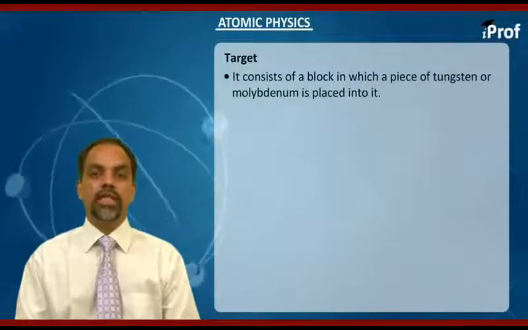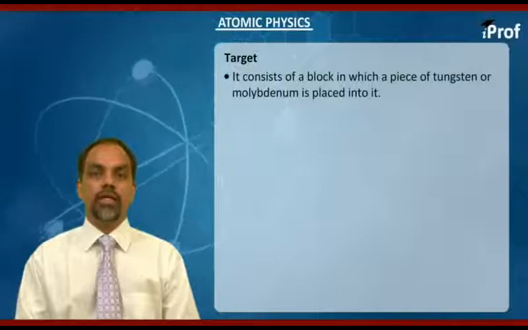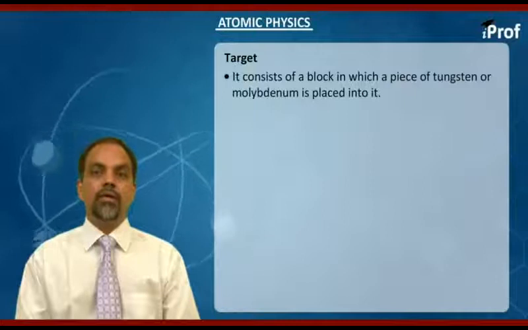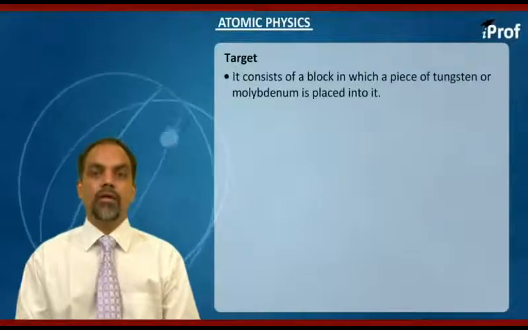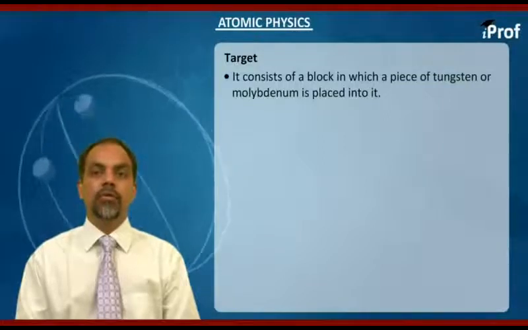Whatever is used as a target is fitted in a copper block. So our target, which is usually tungsten or molybdenum, is fitted in a block which is made up of copper. Now this target should have certain desirable properties.